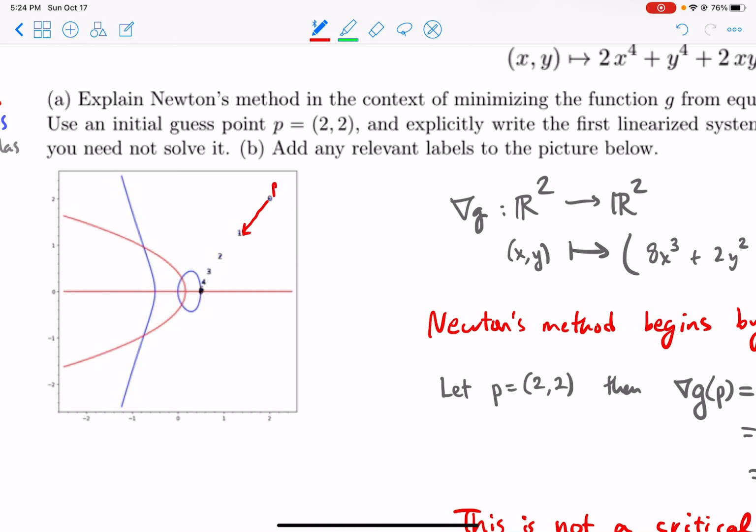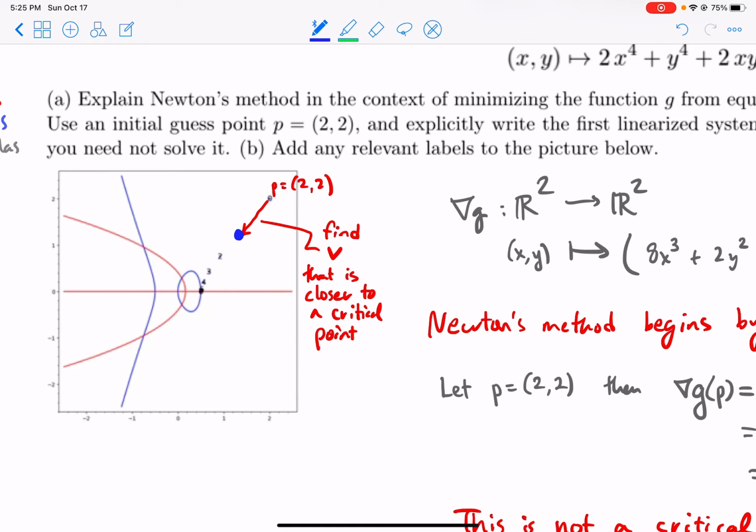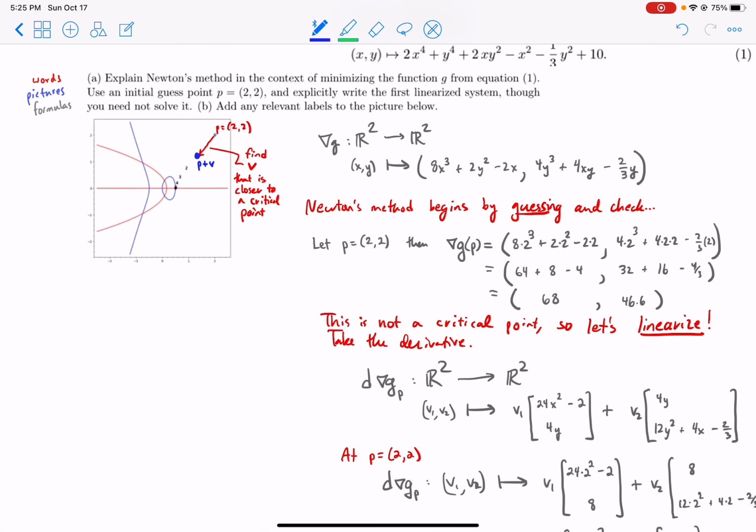So here's the point P equals 2 comma 2. So you see here's the 2 and there's the 2. And this is V. So Newton's method, find V that is closer to a critical point. And so this point right here, or maybe I'll label it in a different color right there. This is P plus V. Okay? How do we find this movement V?